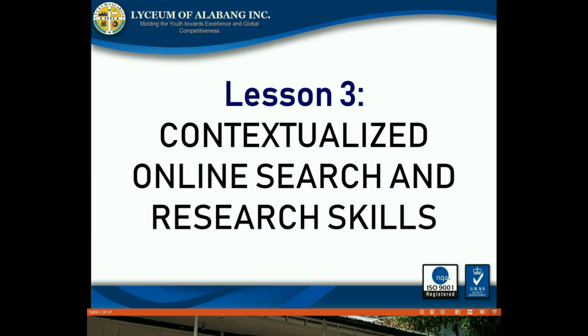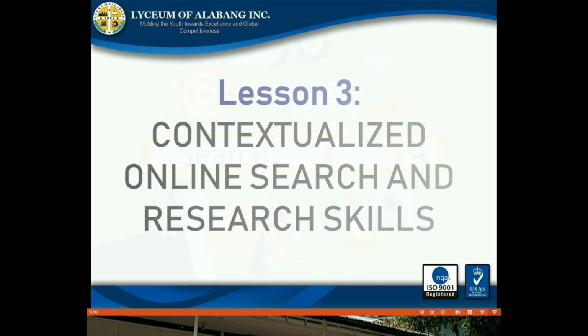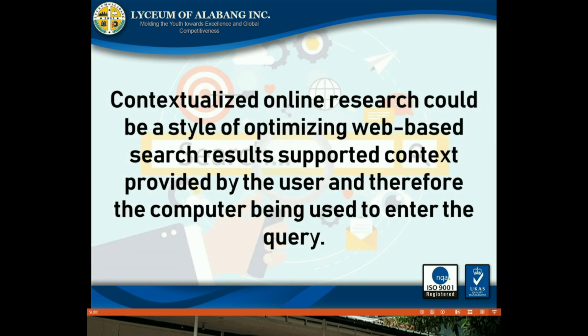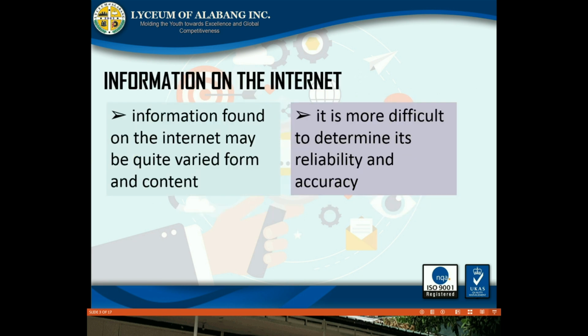Lesson 3. Contextualize online search and research skills. Contextualized online research is a style of optimizing web-based search results based on context provided by the user and the computer being used to enter the query. This way of researching is not only one-sided. It's the process of interactively researching for retrieving requested information by a computer from databases that are online.